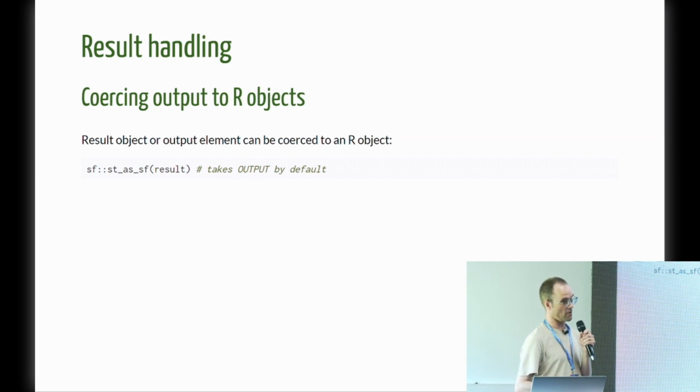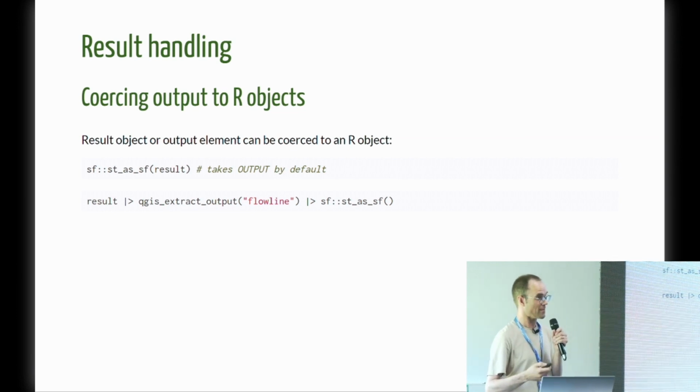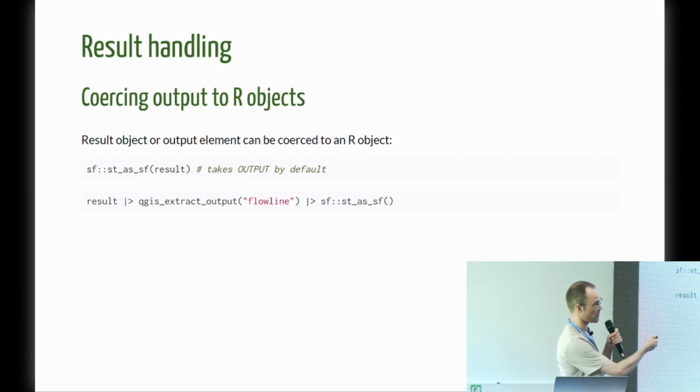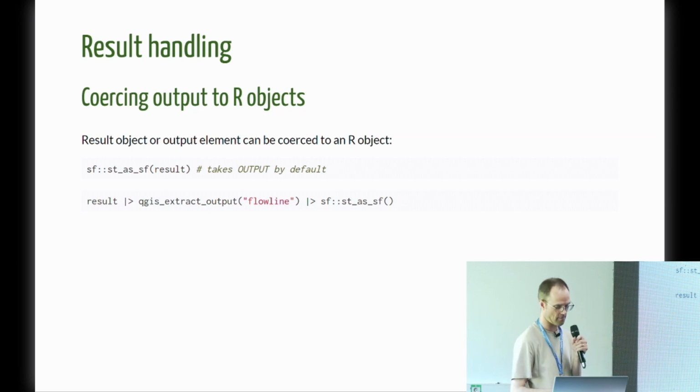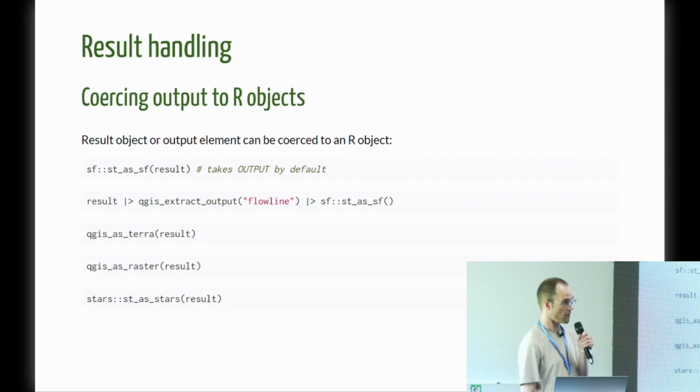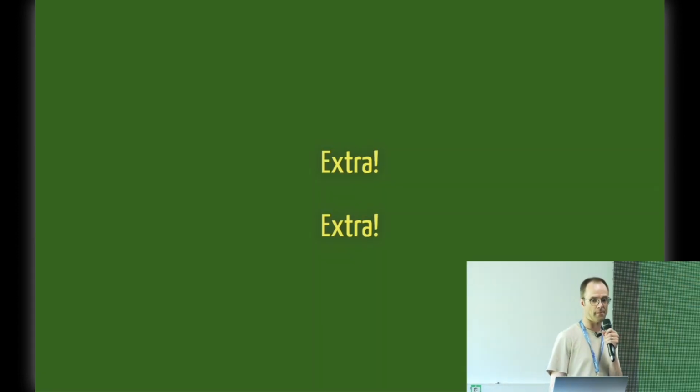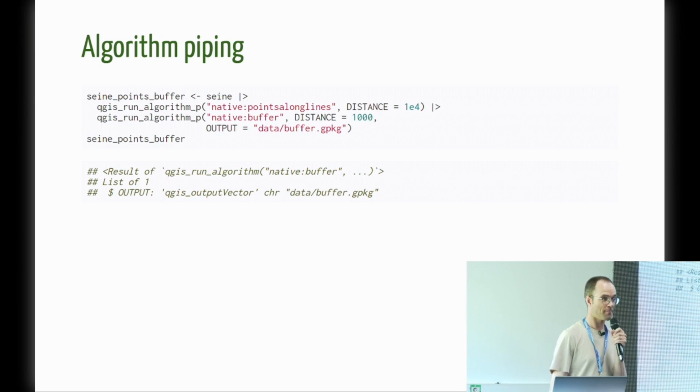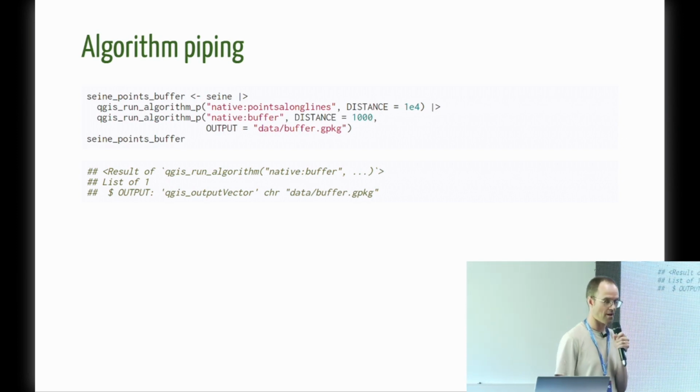In case it is not named as output, of course, then you have to say, okay, I need flow line, and then pass it to SF in this way. Similar functions have been written to convert into terra, raster, stars objects as well. There's more. You can use these things in piping contexts.